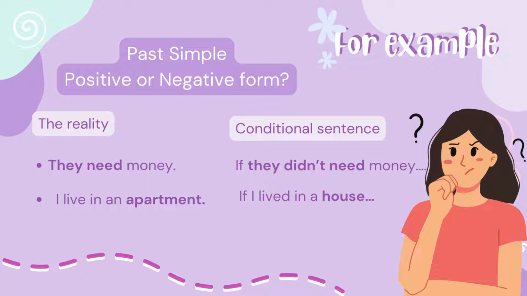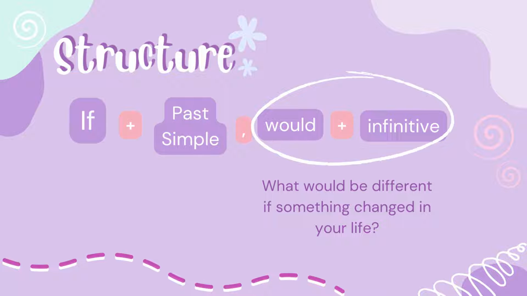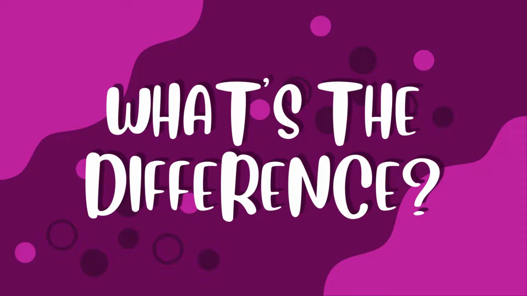So, if I lived in a house. The second part of the second conditional shows the result or consequences of the first imaginary condition. It answers the question, what would be different if something changed in your life? How is this different from the first conditional? This kind of conditional sentence is different from the first conditional because this is a lot more unlikely.